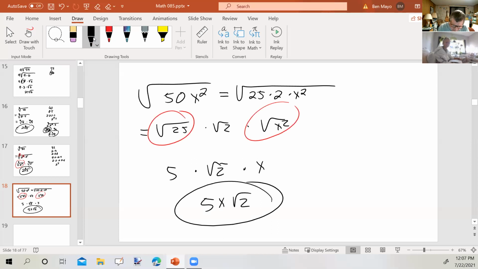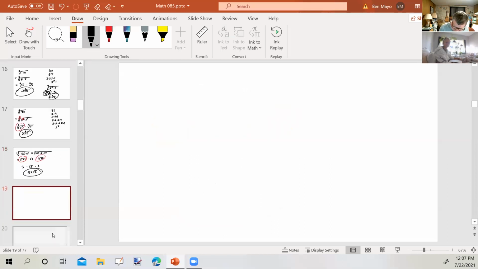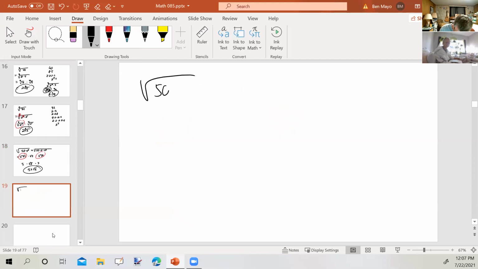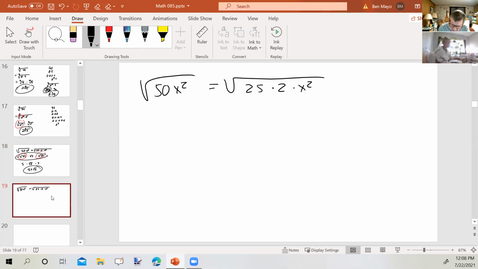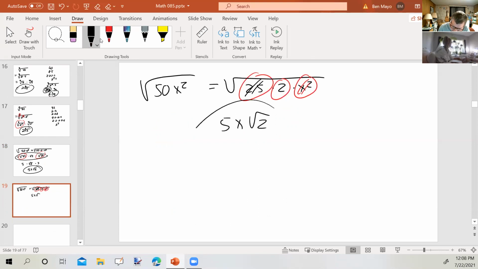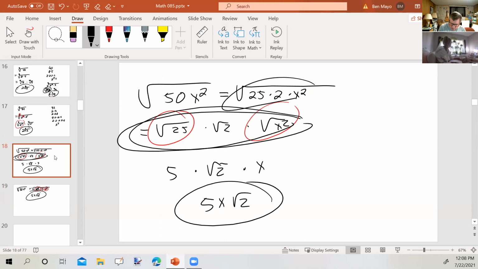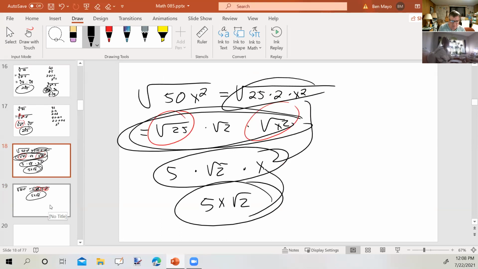Now, I want to do the same problem again, but using slightly less writing, okay? From there, I went to this next step and pulled it all apart. Now I'm just going to leave it inside and deal with it. What's the square root of 25? That's a 5 outside. Can't do anything with that. The square root of x squared, that's an x outside. So I've got 5x square roots of 2. That saves me writing this step. I go straight from here down to there and then to the answer.